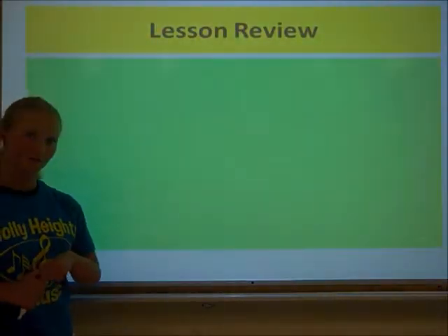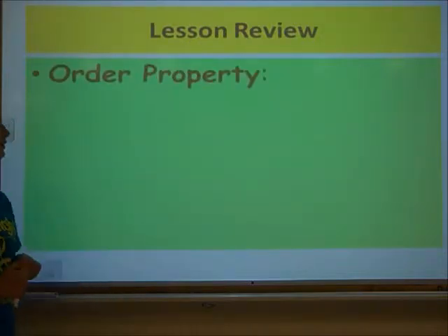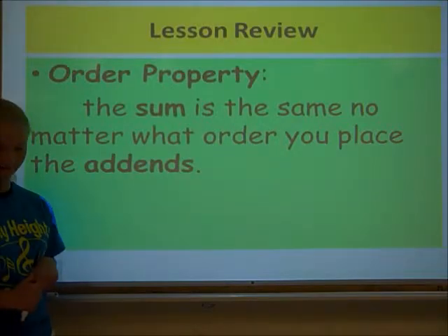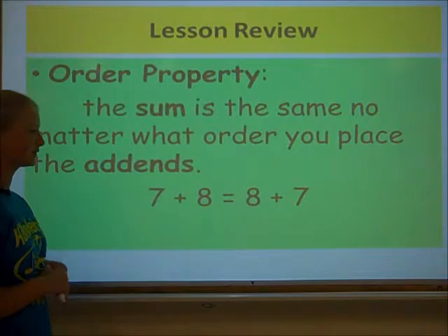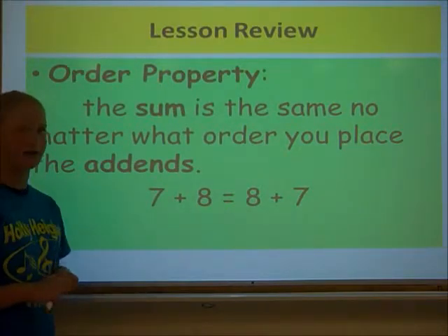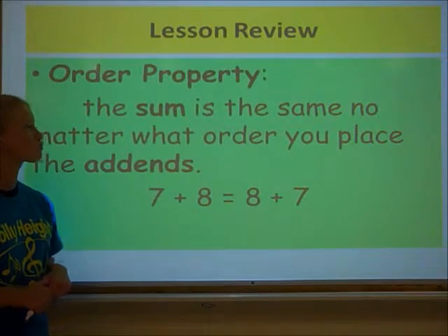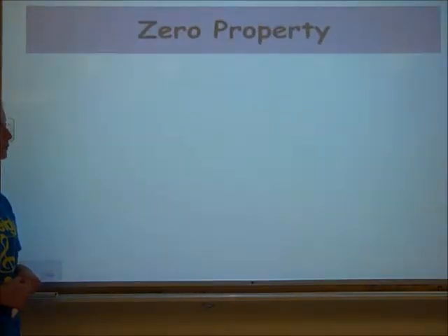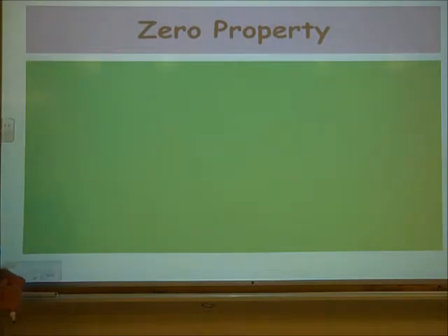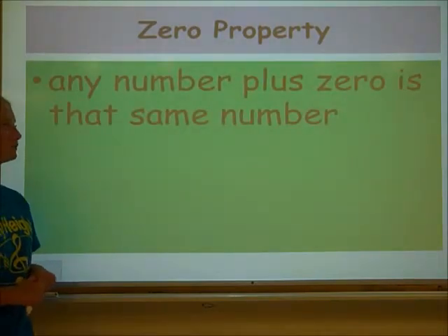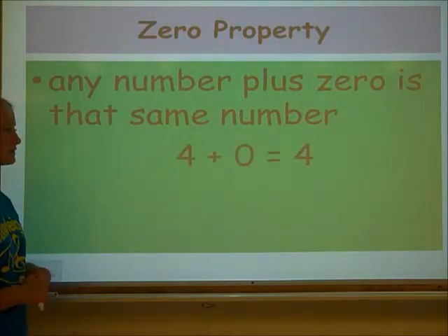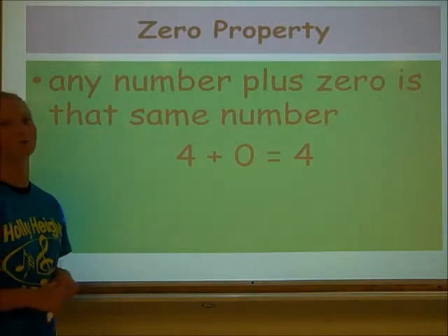So this is a review of what we just learned. The order property says that the sum is the same no matter what order we place the addends. So 7 plus 8 is going to equal the same sum as 8 plus 7. And the zero property says that any number plus 0 is that same number. So 4 plus 0 is still going to equal 4.